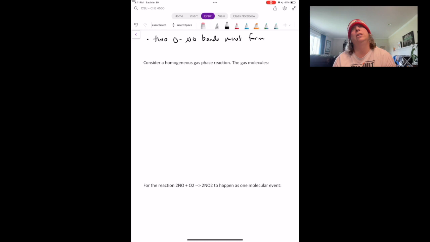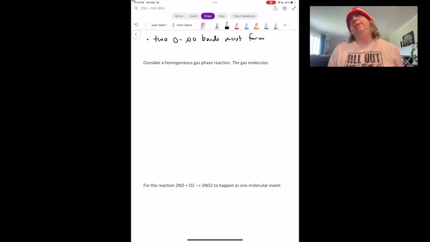You can have heterogeneous reactions where, for example, the reactant or the reactant and product species are in a gas or liquid phase, but there's a catalyst, so the reaction chemistry is occurring on a solid phase or an adsorbed phase. We'll see more on that in just a second. Right now, let's consider a homogeneous gas phase reaction.